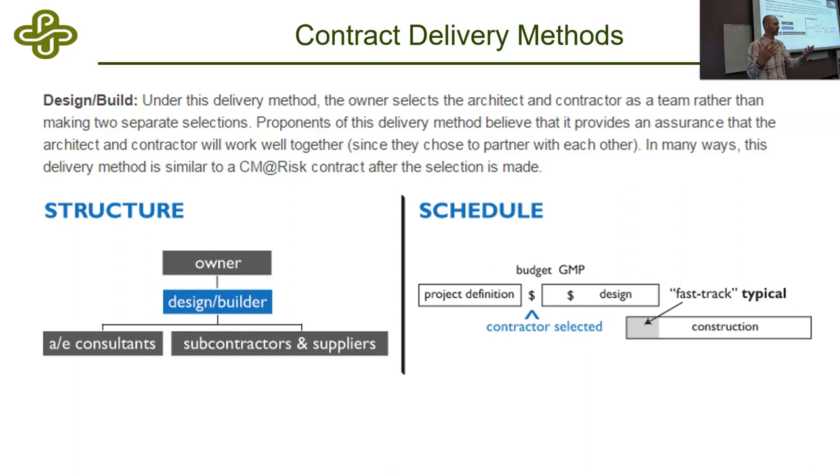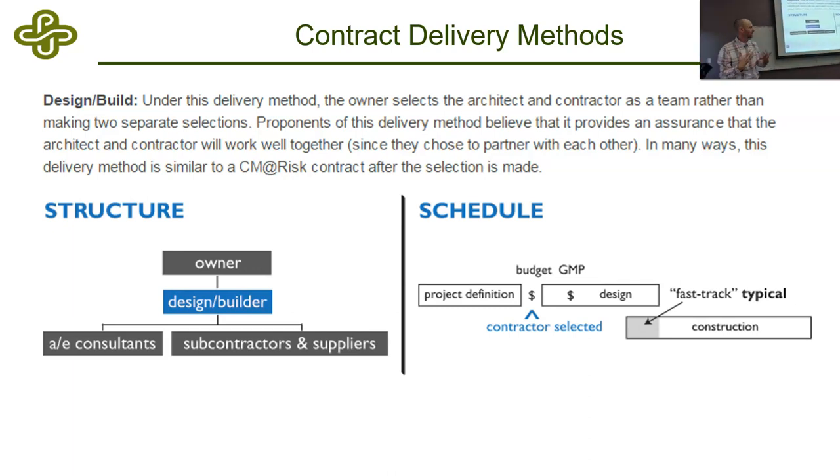Here's our team. This is who we're going to work with. And then another engineering firm with another contractor. Hey, we've got a good track record. This is our sort of experience. This is our portfolio of projects. We want them together. And then the owner looks at those teams of designers and contractors together and selects one team.